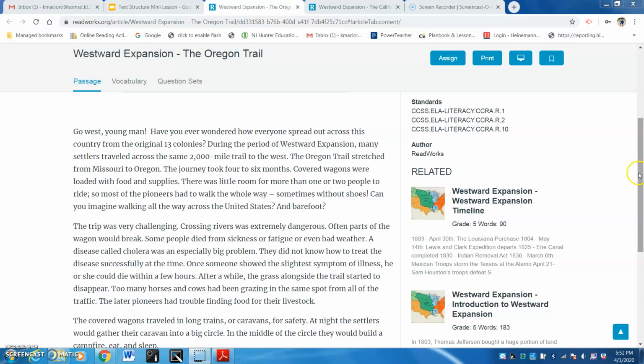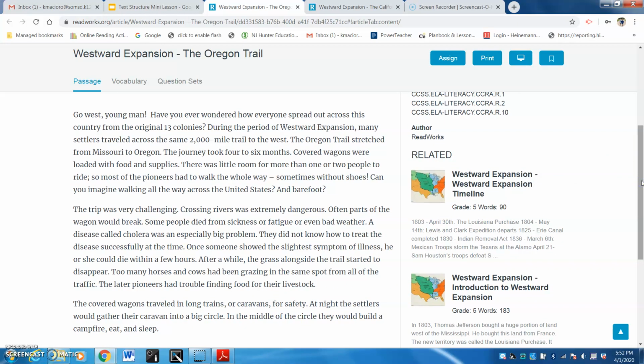So let's stop to think. What could be a main idea that the author's trying to tell me? One possible main idea is that the pioneers traveling on this trail faced many hardships. Because if I look back to that first paragraph, it says the journey took 4 to 6 months. And they had to walk the whole way, sometimes without shoes. That could be a hardship. Also, other evidence to support that main idea is that they were dying of sicknesses that they couldn't control or cure, and that they were running out of food for their livestock.